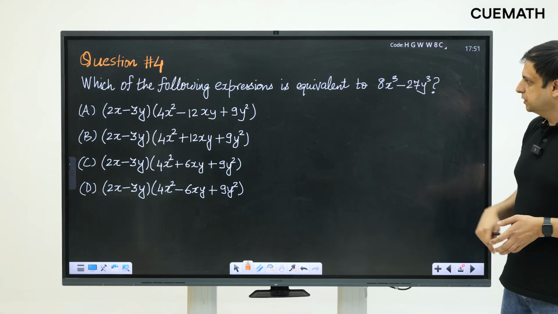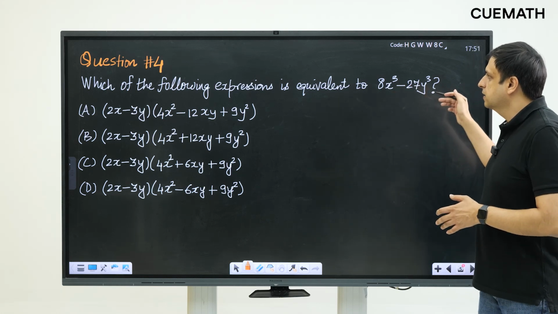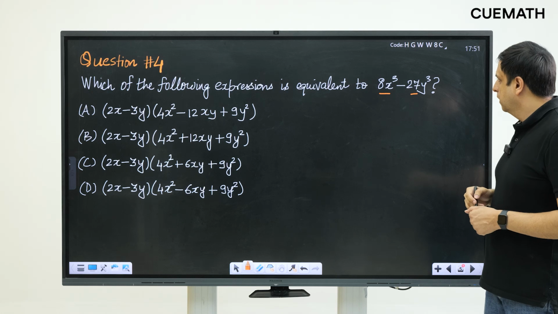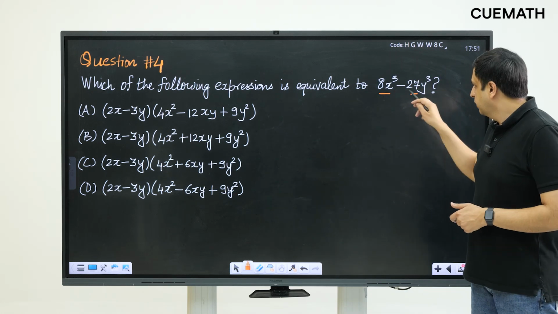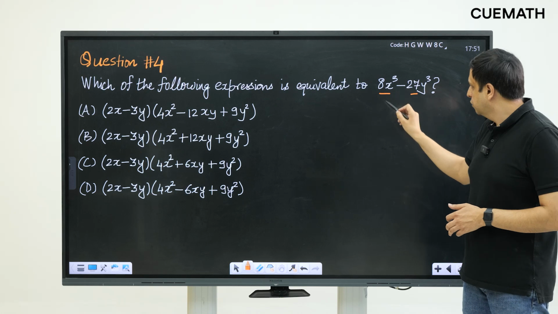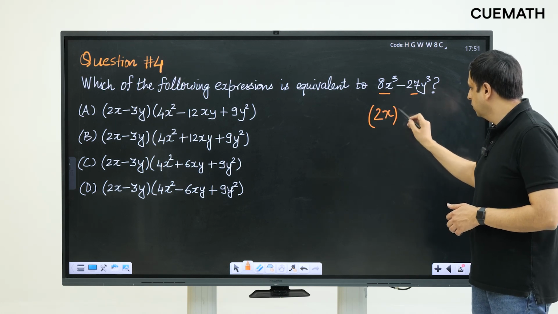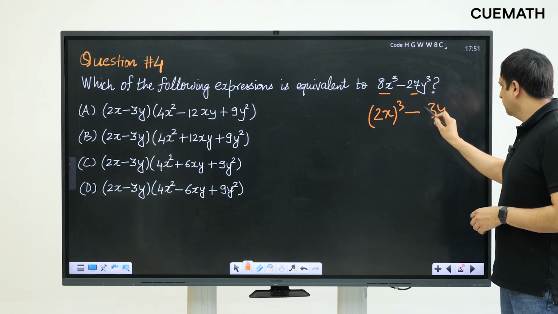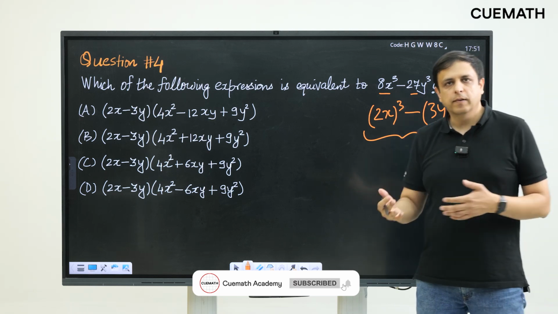All right. The next question says, which of the following expressions is equivalent to 8x cube minus 27y cube? And then you have four expressions here. If you look at the structure of this expression, it's the cube of something. So 8x cube is 2x whole cube, minus 27y cube is 3y whole cube. So this expression is of the form a cube minus b cube.